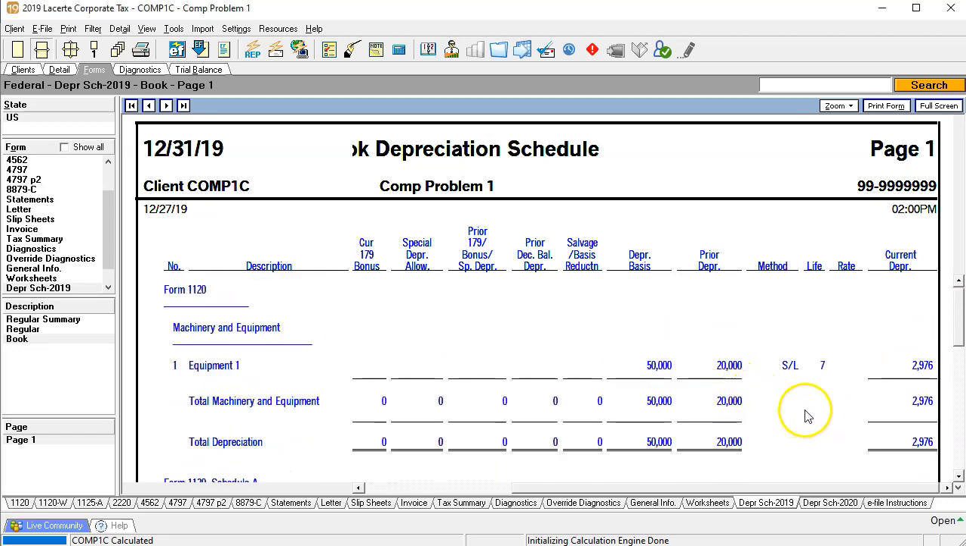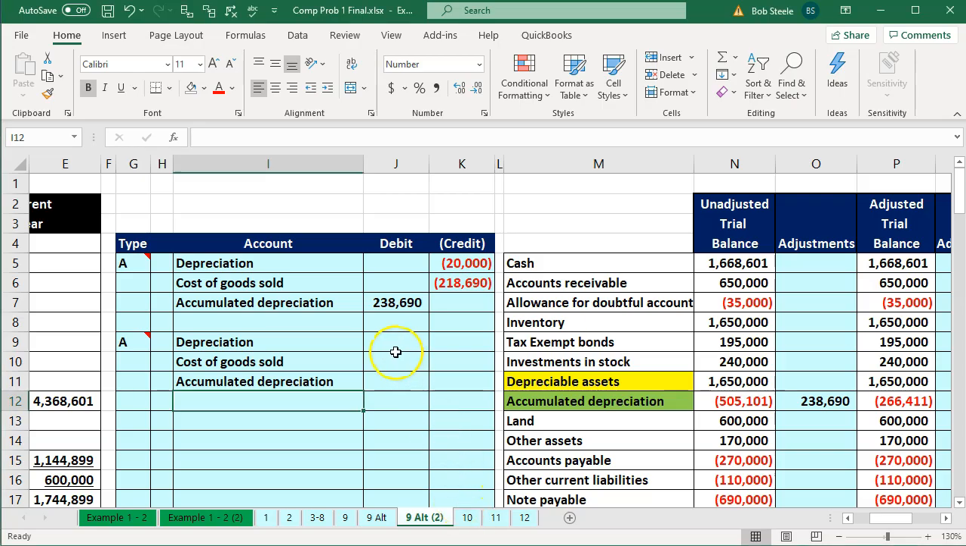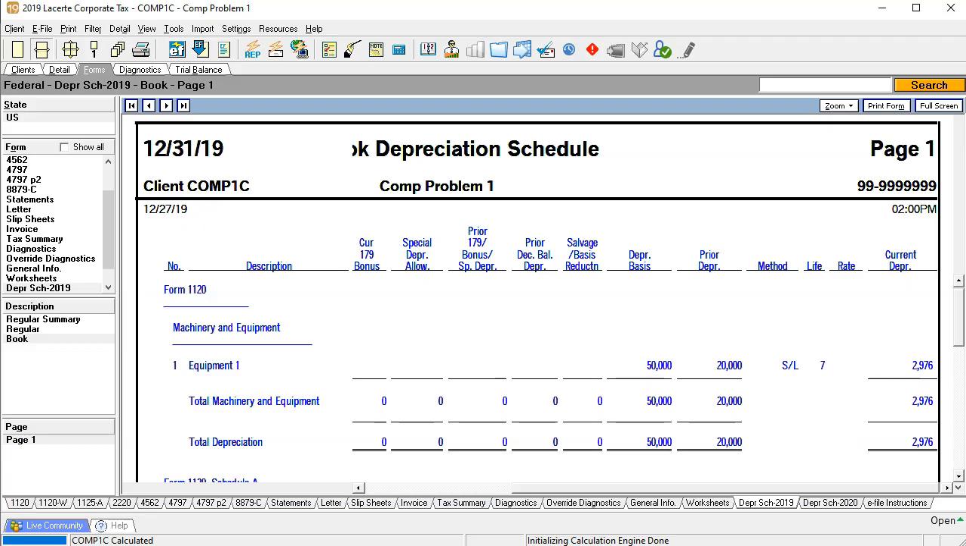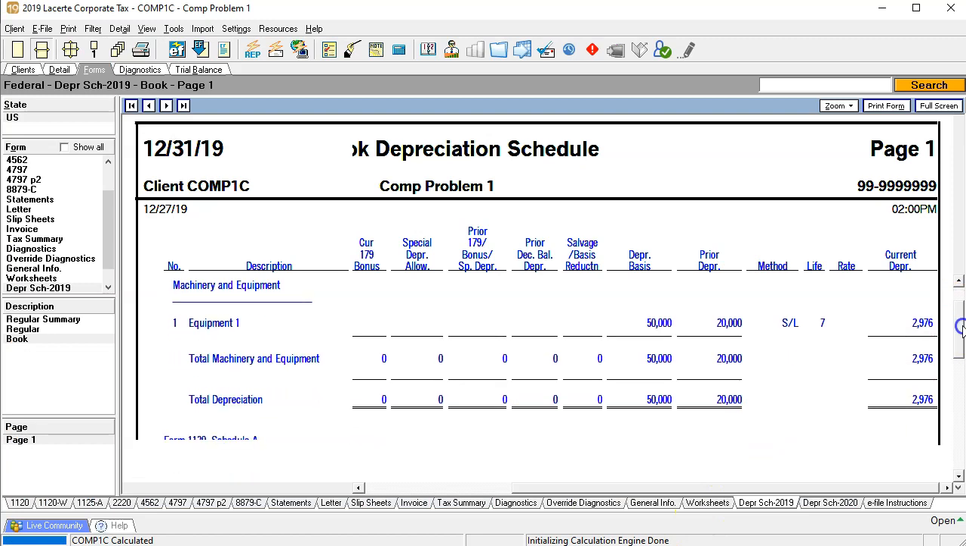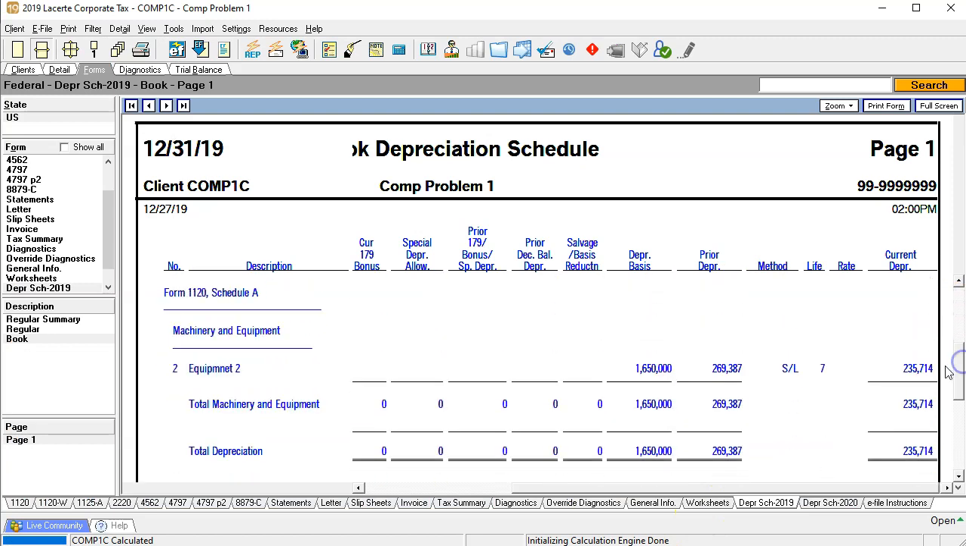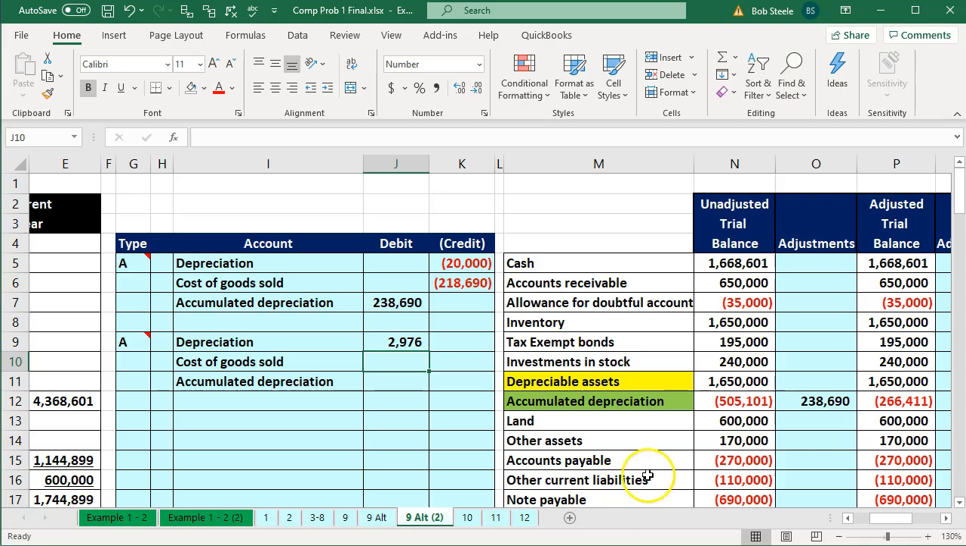One's going to be the depreciation going to the book depreciation for the 20,000 recorded to the first page of the 1120, or recorded in the 1120. That's going to be the 2976. So I'm going to go back over and say, okay, the depreciation is going to be the 2976. And then we're going to go back over and say that the other piece is going to be machinery and equipment, which should be 235714. So we're going to say this should be 235714. Notice we have a difference there between these two.